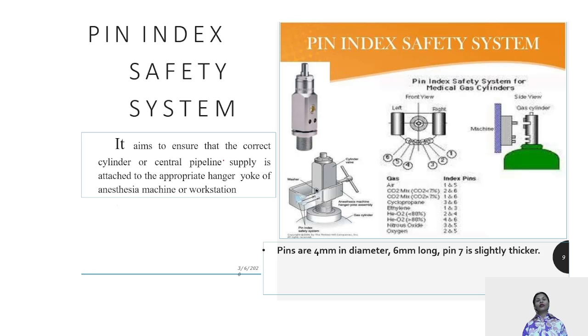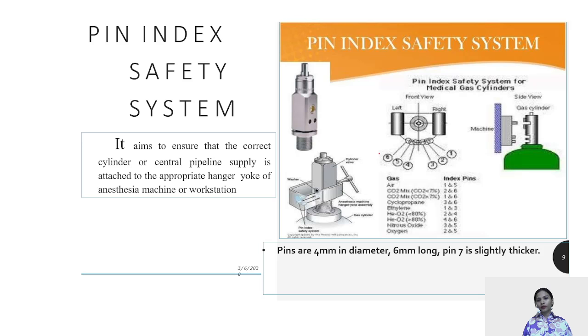Coming to yet another very important concept of the pin index safety system. The pin index safety system was established in 1952 to ensure that the correct cylinder is attached to the hanger yoke of the anesthesia machine or the workstation. The pin index system consists of two parts. One are the holes that are present on your cylinder valve and pins which are present on your anesthesia machine hanger yoke. You have two pins for every gas.